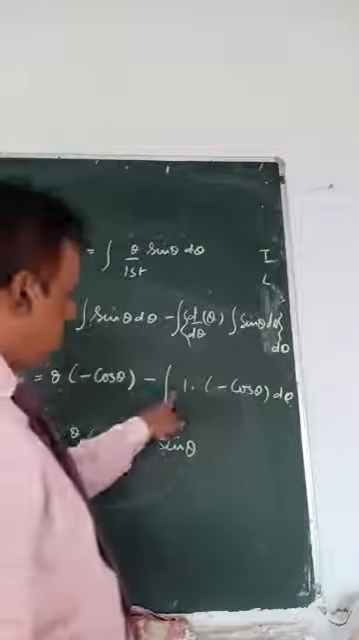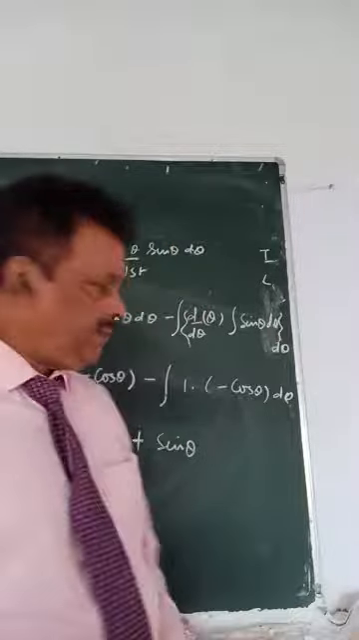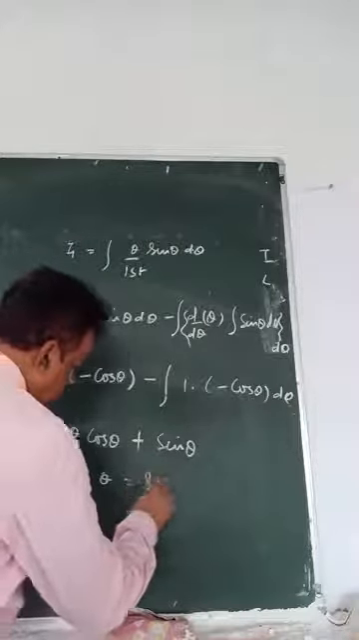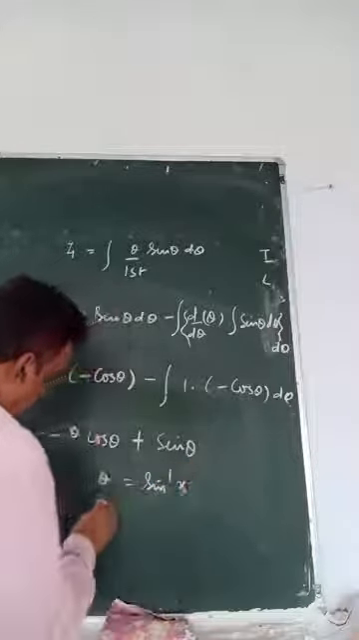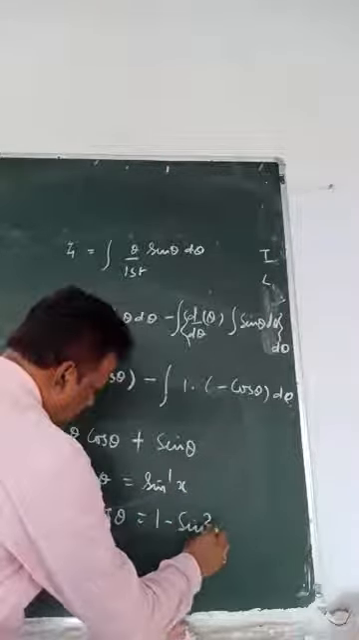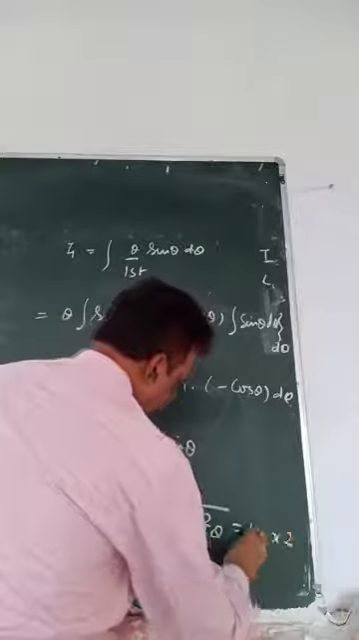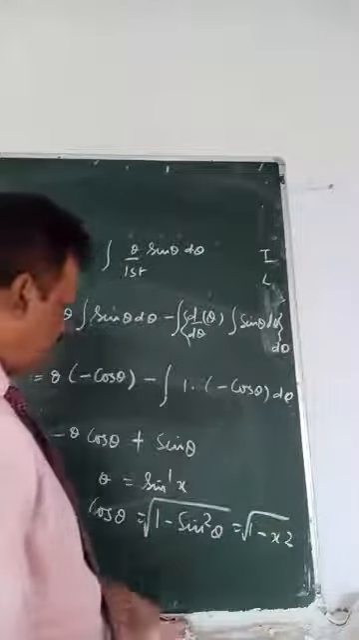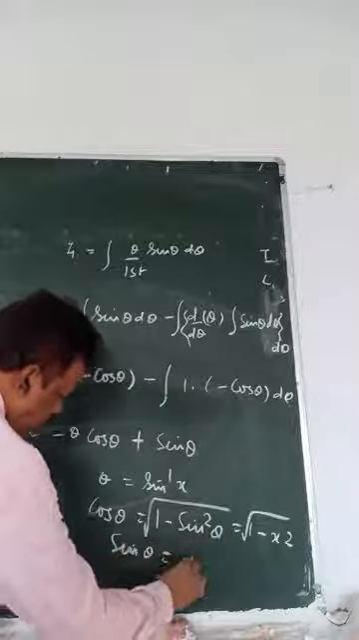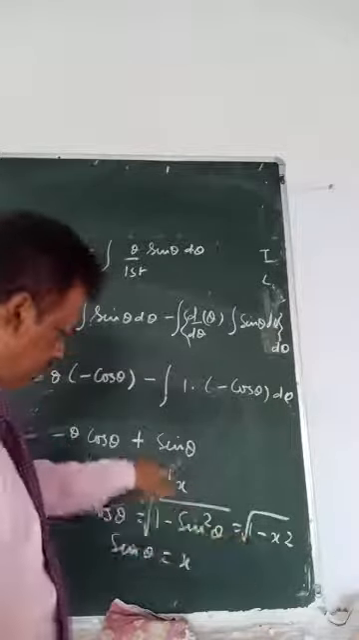Why sin theta? Because the integration of cos theta is sin. But we did not have theta in our question, so we have to replace it. Theta is what? Sin inverse x. Then what about cos theta? Cos theta is root over 1 minus sin square theta. So root of 1 minus x square. Because you have taken sin theta as x, so sin theta is x. So theta will put here, cos theta will put this one, sin theta will put this one.